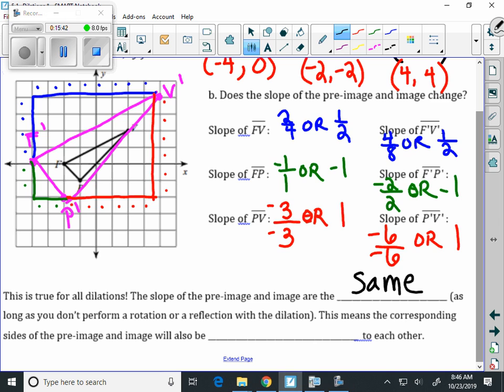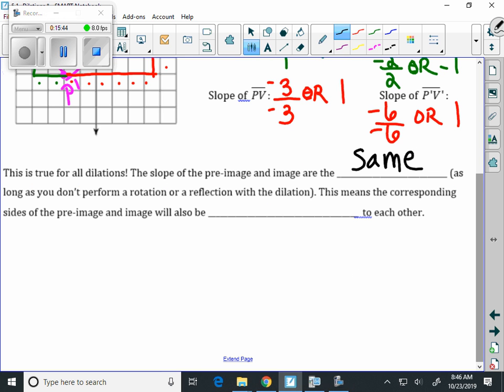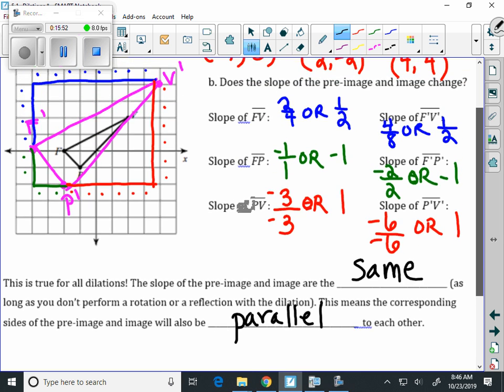This means that corresponding sides of pre-image and image will also be parallel to each other. And depending on how well you draw the pictures, you can see it in your picture. But remember that parallel lines have the same slope.